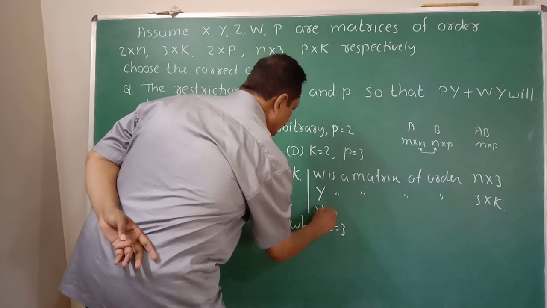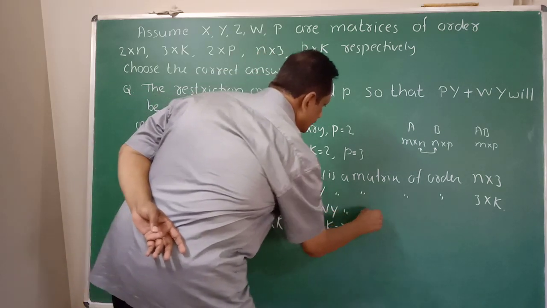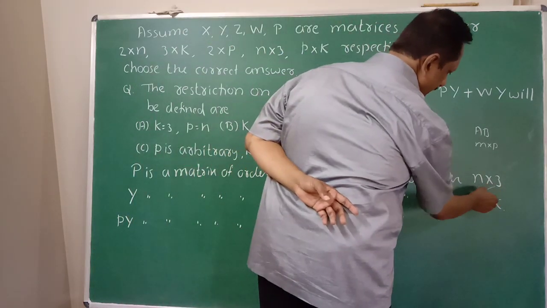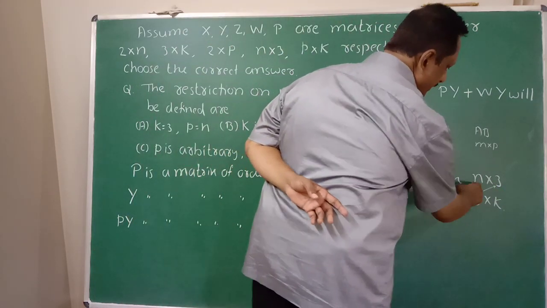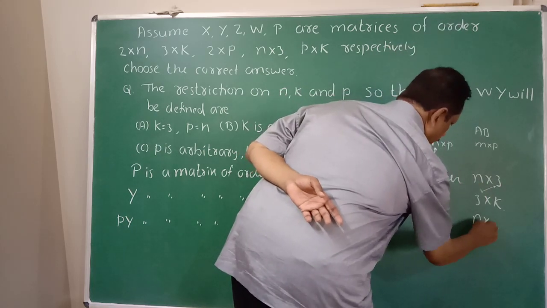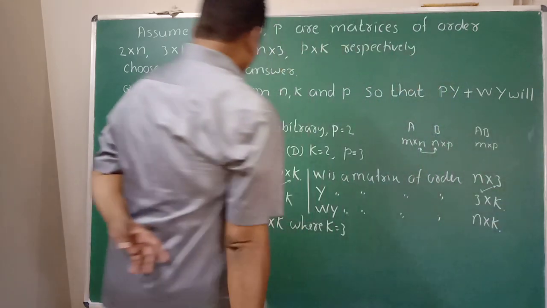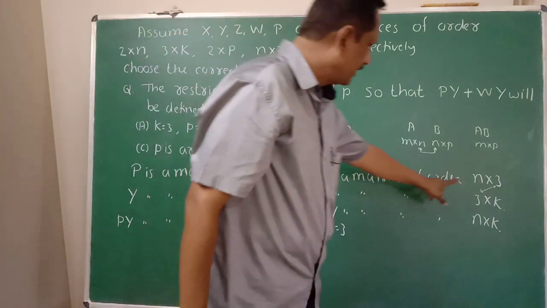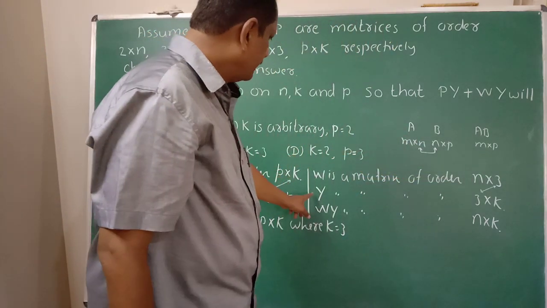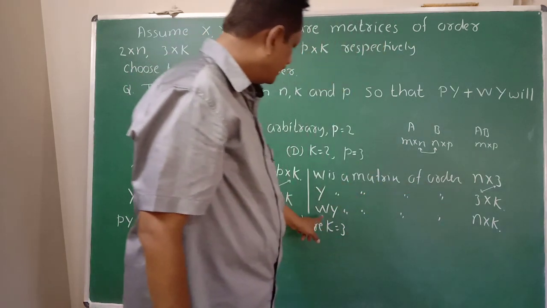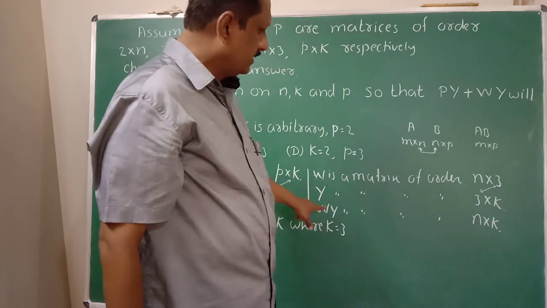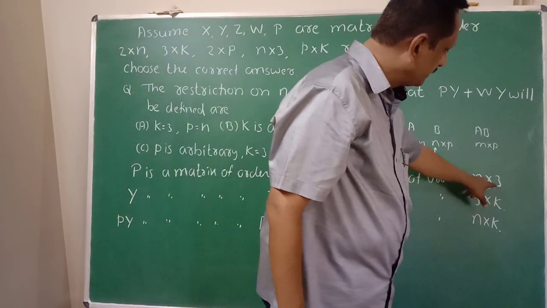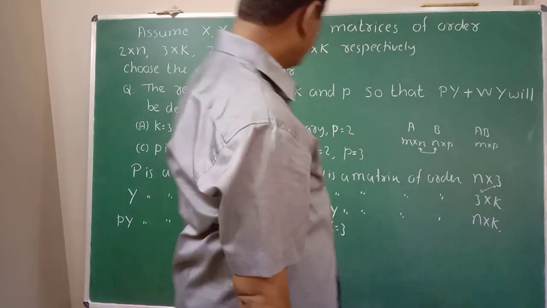W into Y is also a matrix of order, these two are the same, then you will get a matrix of order N into K. Therefore, W is a matrix of order N into 3, Y is a matrix of order 3 into K, then the product WY is a matrix of order N into K, because these two are the same. So N into K.